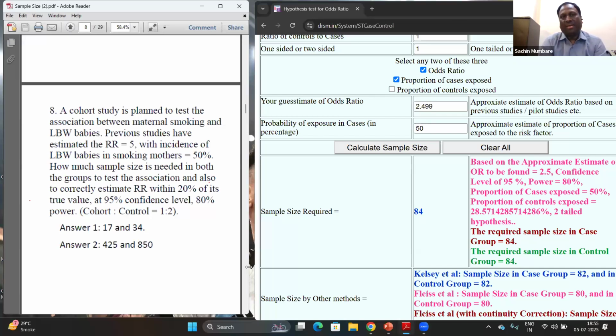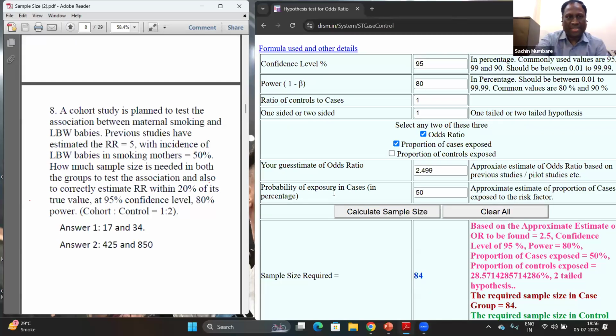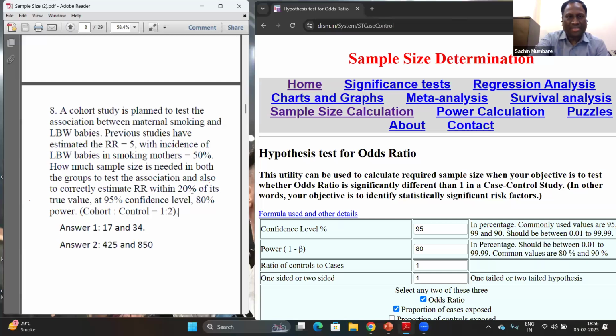Now, what is asked here? How many objectives are there? Two objectives. Which are these two? First is to estimate the relative risk within 20% of its true value. And the second objective is to test the significance, whether smoking status of mothers and low birth weight babies are significantly associated with each other. It also means whether the relative risk is significantly different than one.